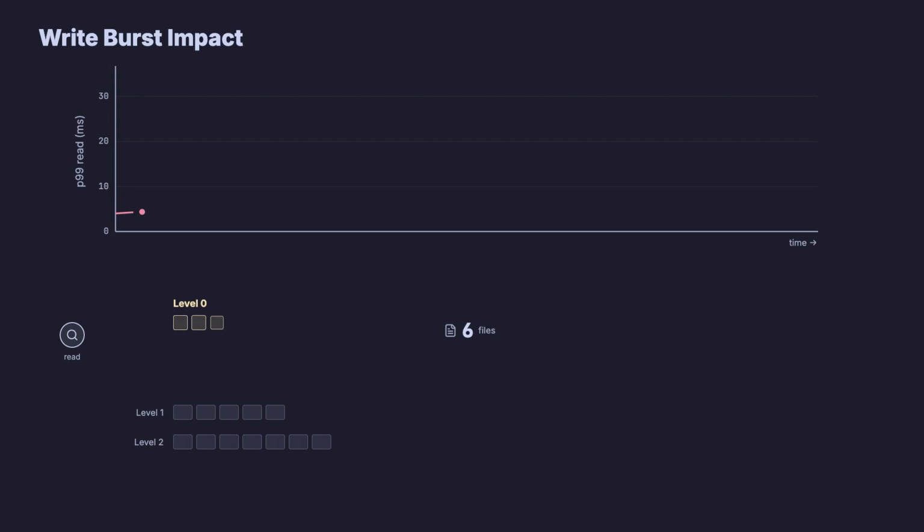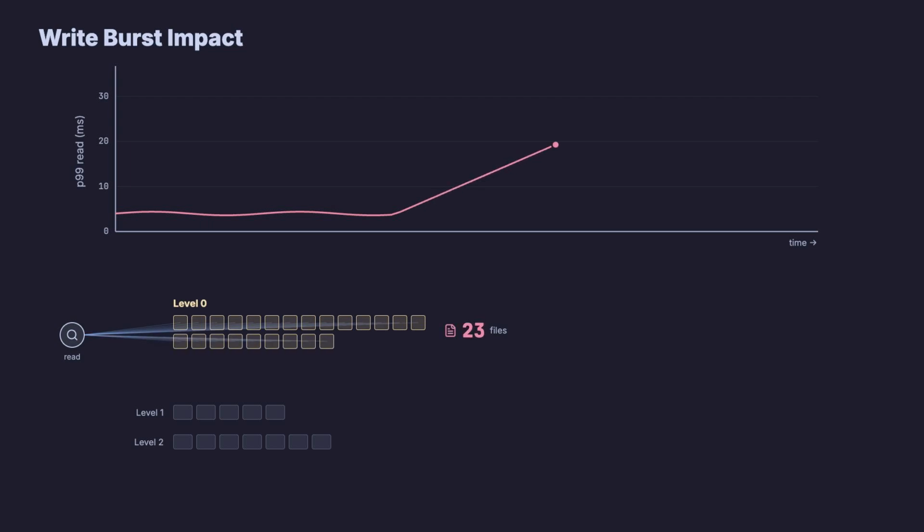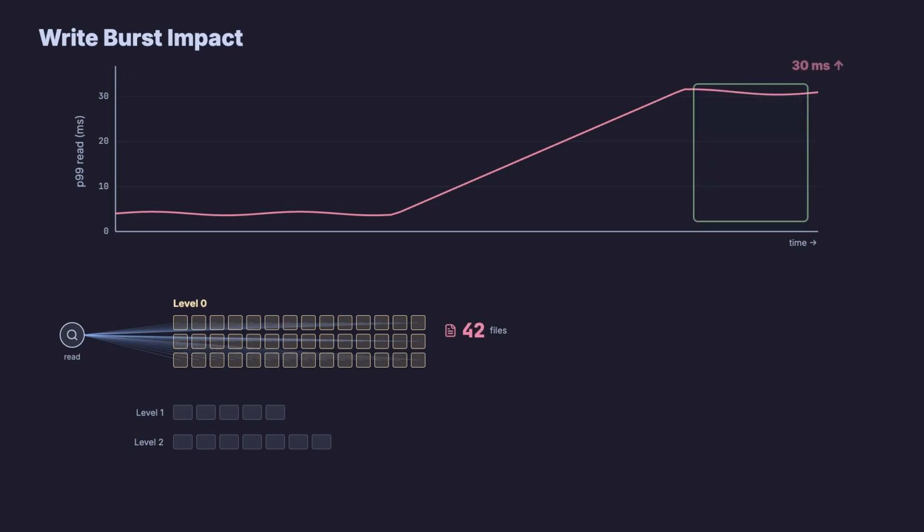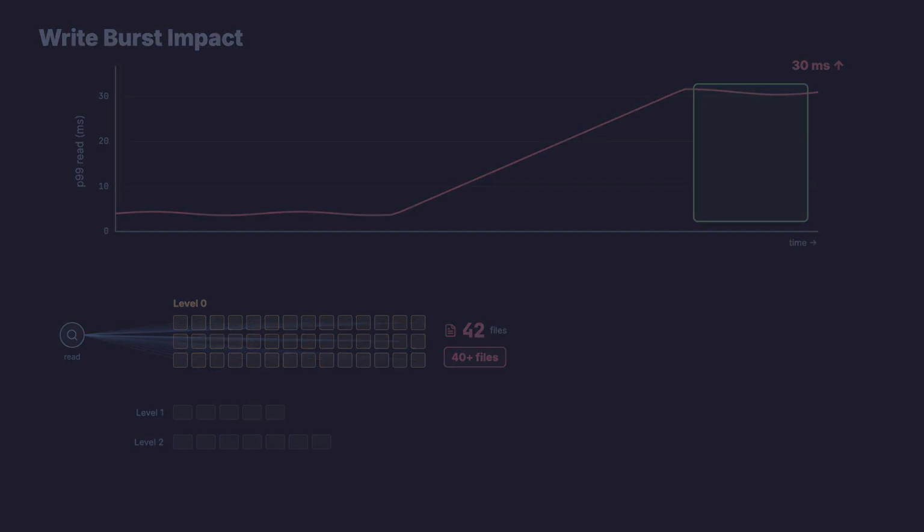In a large write-heavy deployment, after a sudden write burst, level 0 ballooned to over 40 files. P99 read latency jumped from less than 5 milliseconds to more than 30. The reads, normally hitting just a few files, now had to probe over 40 Bloom filters and then dozens of index blocks. This is the real consequence of uncontrolled write spikes in an LSM.